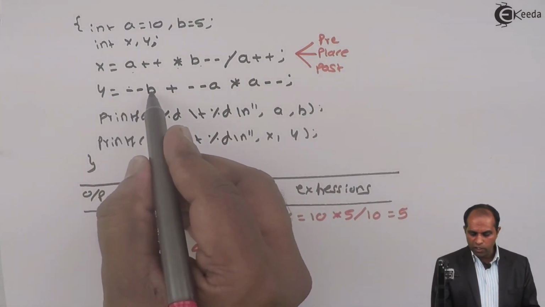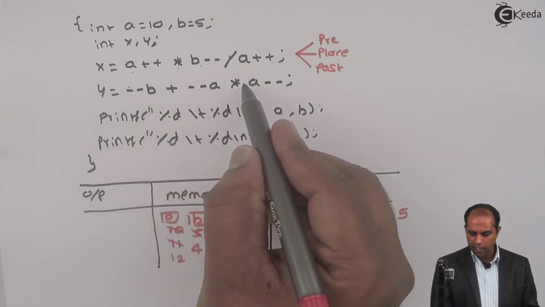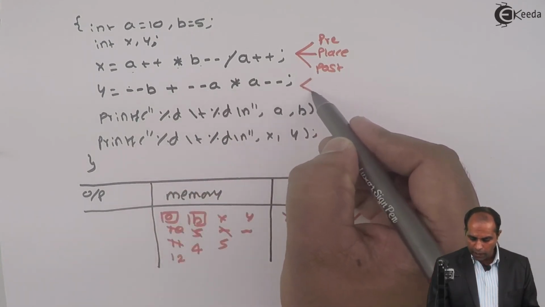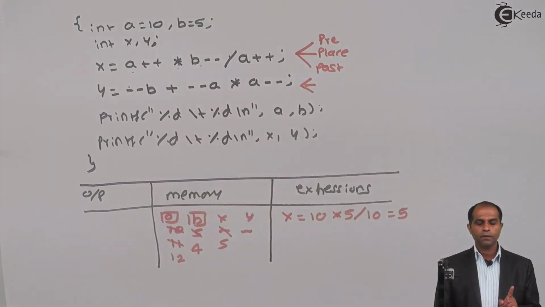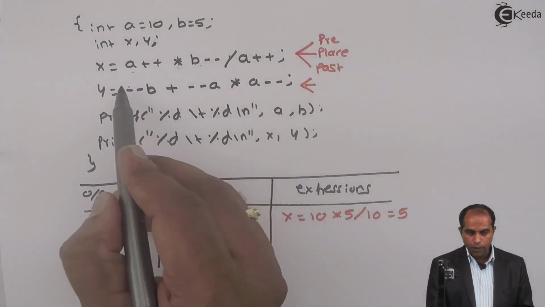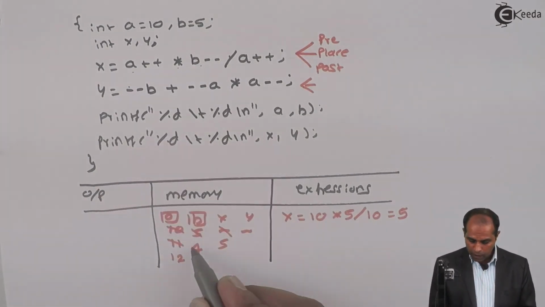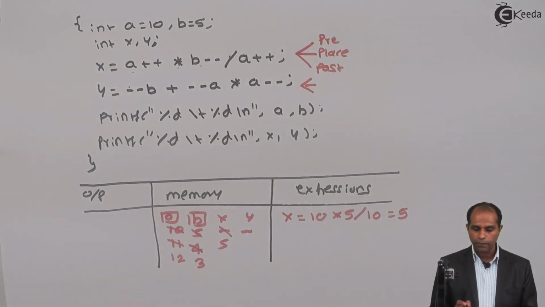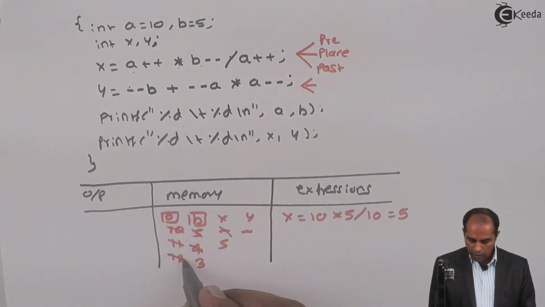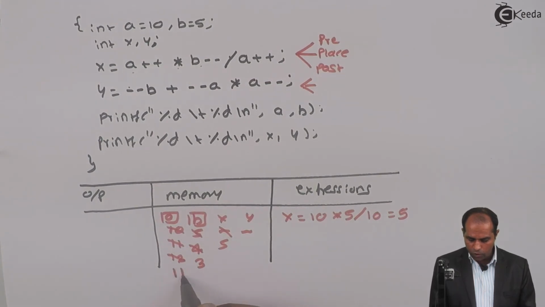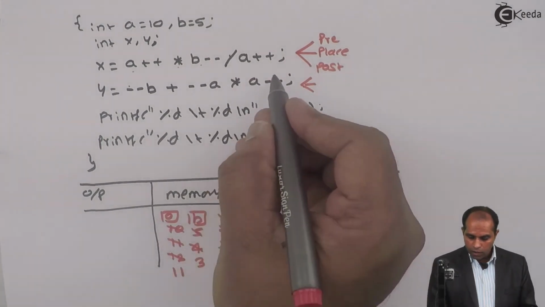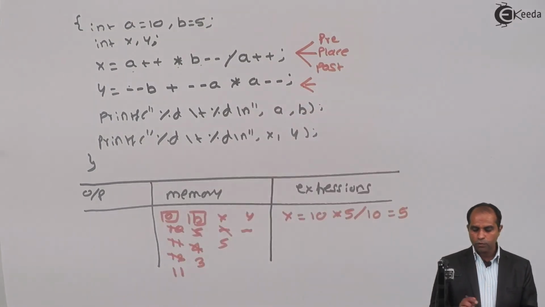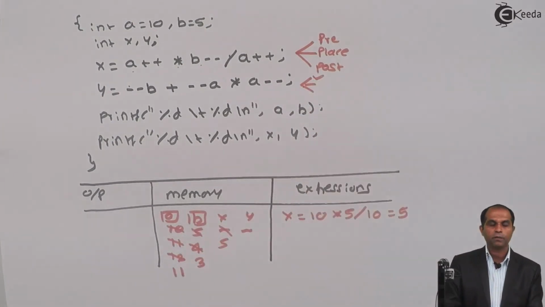Let's try the next one. y equals --b + --a * a--. Divide this into 3 parts. First step, pre. Is this pre? Yes, --b. Reduce the value of b still further to one more value, 3. --a, reduce this particular a still further to 11. Is this pre? No, it's a post expression. So we are through with the first step. Tick mark the first step.